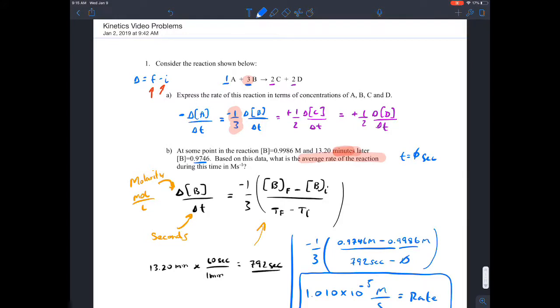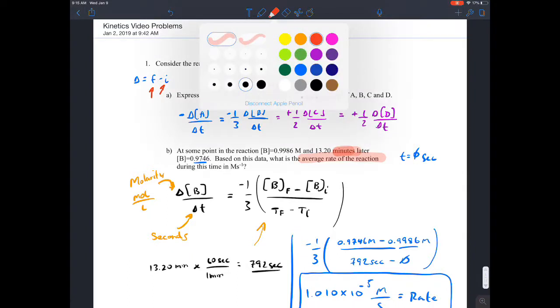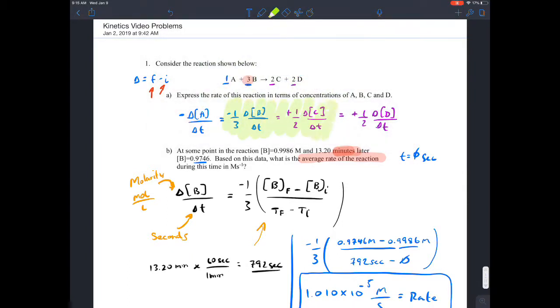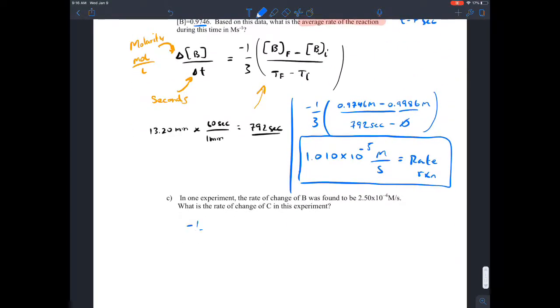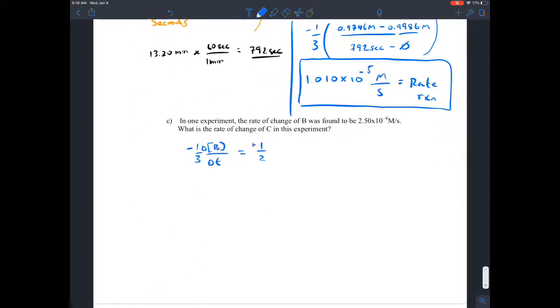So earlier we mentioned that B and C have this particular relationship, that 1/3 of the concentration of B is equal to 1/2 the concentration of C with respect to time. So let's bring that down, because that's what we're equating at this particular point. So that's negative 1/3 delta concentration of B over the change in time is equal to, yeah, positive 1/2, the concentration of C. Let me fix that. Delta C with respect to time.